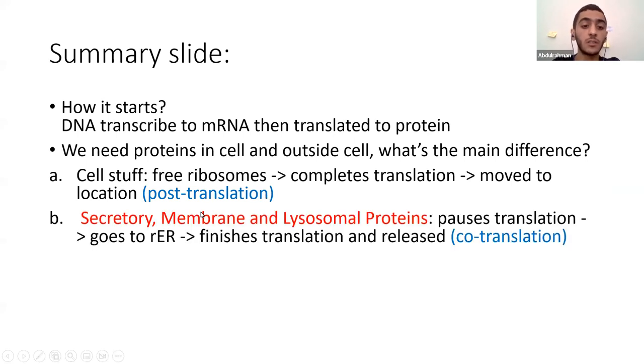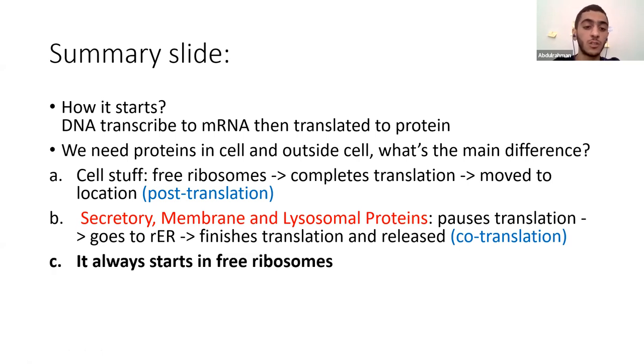If it's to be sent to the membrane, or to the lysosomes, or outside the cell, it is going to start the process in the ribosomes, pause its translation, and go over to the rough endoplasmic reticulum. Then it's going to complete the translation process and be released into the endoplasmic reticulum and through the endomembrane system. Since the translation is occurring in two places, at the free ribosomes and at the endoplasmic reticulum, it is referred to as co-translation.